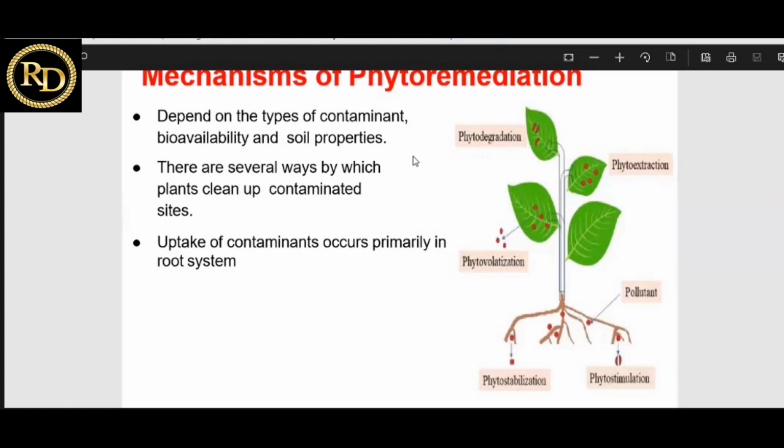Sometimes you will see some plants that are very good examples for phytodegradation. Some plants are very good for phytoextraction. Some plants are very good for phytovolatilization. Some plants are very good for phytostabilization. That means not a single plant can do all the activities. We have particular plants within particular groups. I will tell you in other slides.